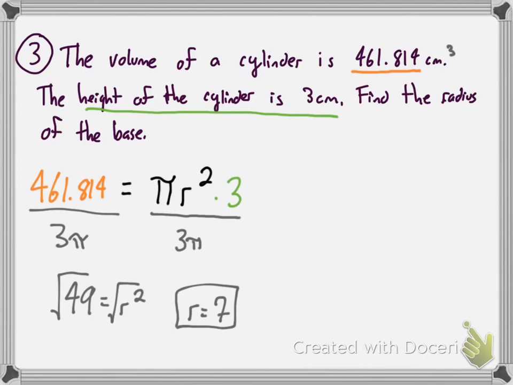And if you're ever not sure with this, something that you can do to double check your answer is see, okay, is my volume actually going to give me that 461 number? I could plug that back in for my volume and do pi times 7 squared times 3, and then multiply it all out, and you will get that decimal. So you'd be good to go there.